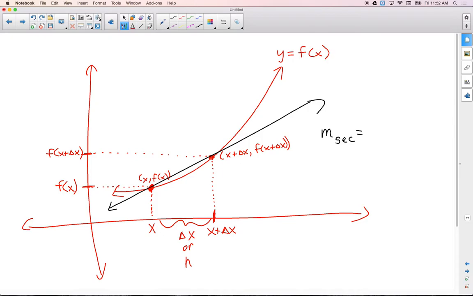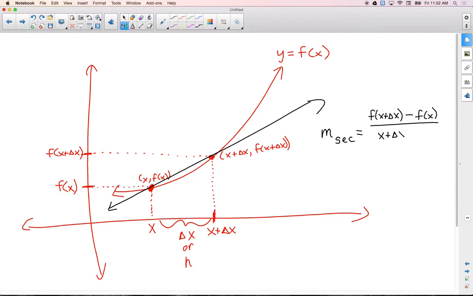All right, let's do it like we did in 9th grade. y2 minus y1. What would the y2 value be? f of x plus delta x. Minus, what would the y1 value be? Just f of x, right? All over x2, which is x plus delta x.